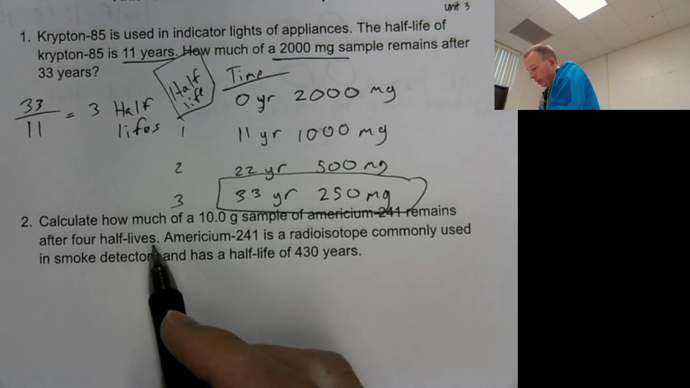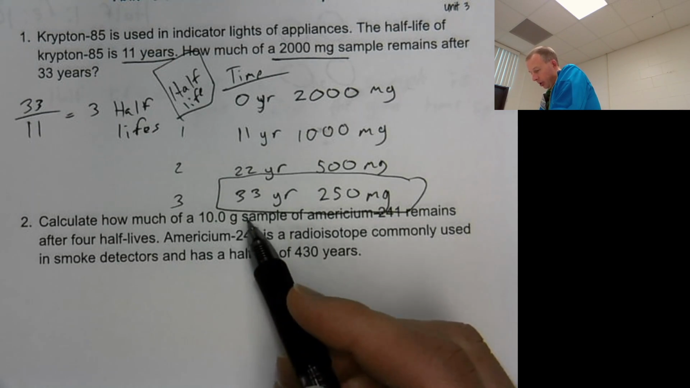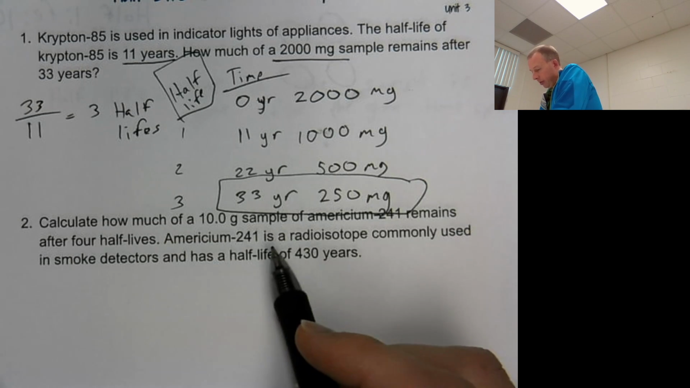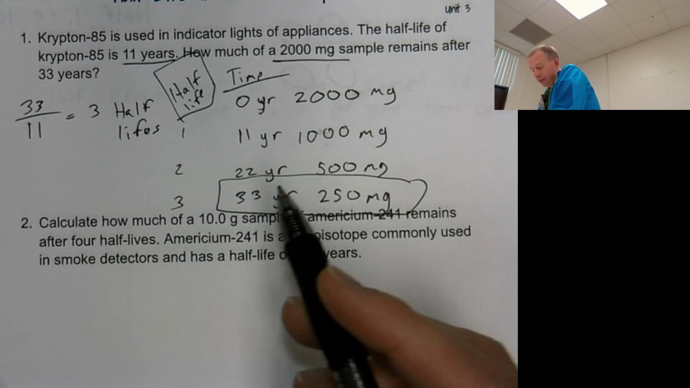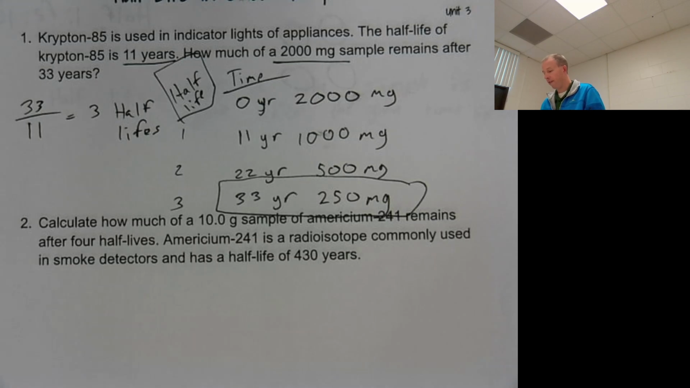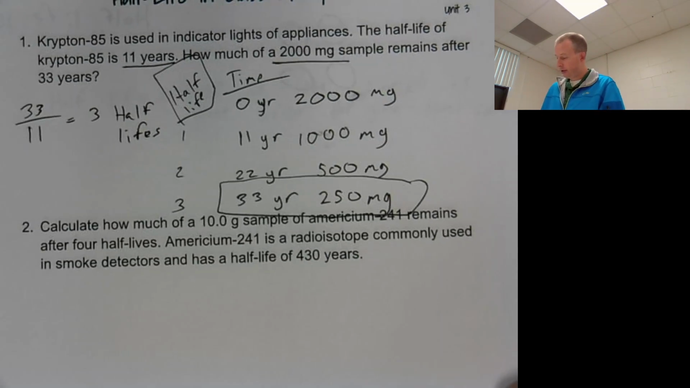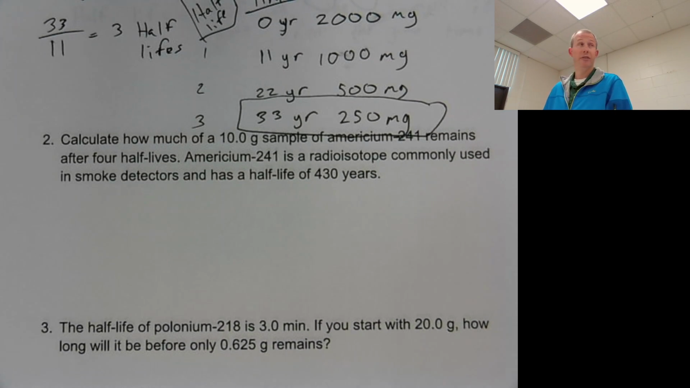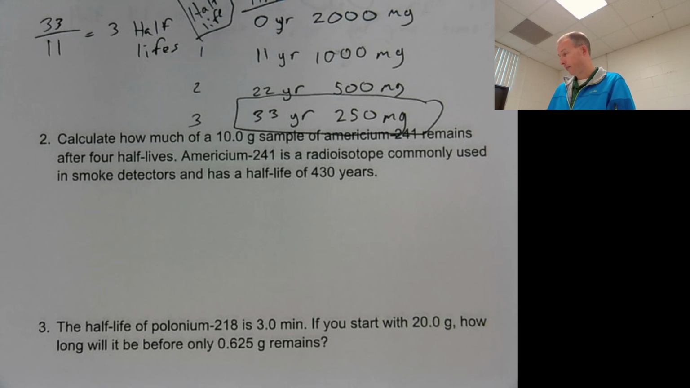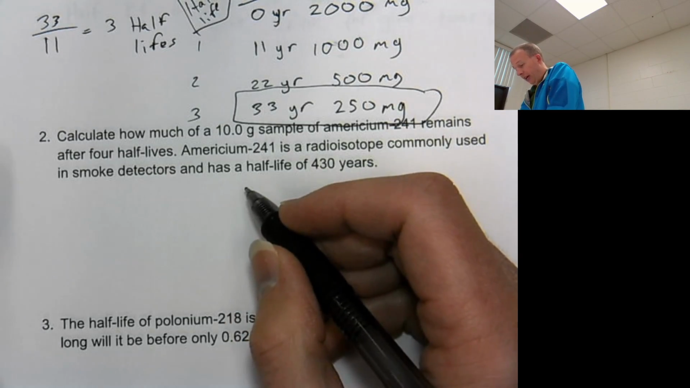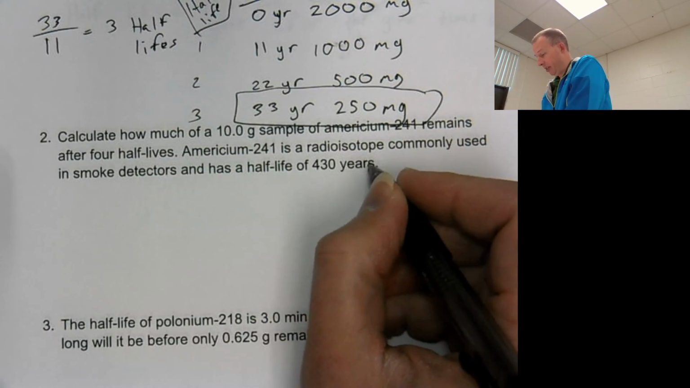So it says calculate how much of a 10-gram sample of Americium remains after 4 half-lives. All right, so Americium, sometimes pronounced like that, is a radioisotope commonly used in smoke detectors and has a half-life of 430 years. So again, this problem presents you with a lot of information that really isn't that important. This is a theme you're going to see in a lot of chemistry problems and a lot of problems in every class that you take from here on out, where you don't always need all the information given to you. Like 430 years, that's cool to know that it has a half-life of that, but for our purposes of solving this problem, that doesn't mean anything.